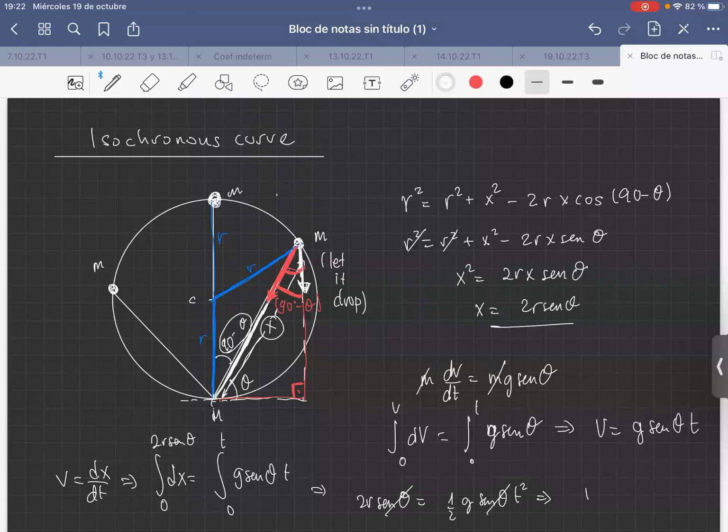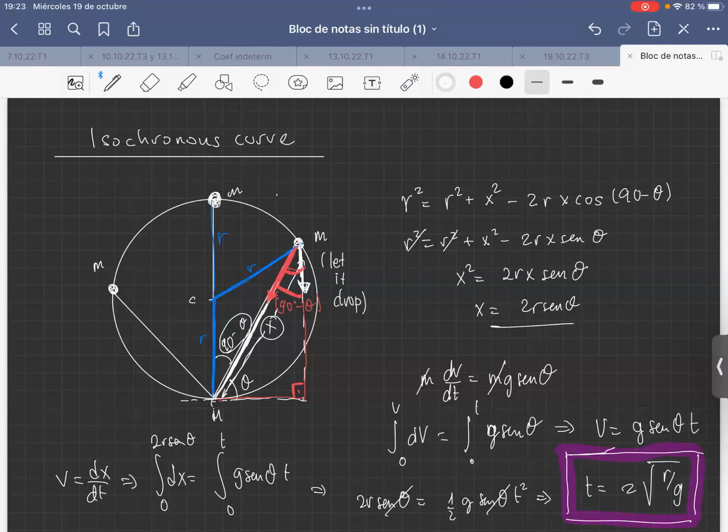So t is exactly twice the square root of r divided by g. So what does this mean? Well, this actually means something important, which is that the time it takes for a mass to fall from different heights is independent of the height that it's coming from. It only depends on g, the gravity, and on the radius of this circumference.